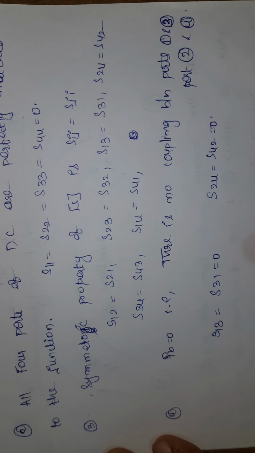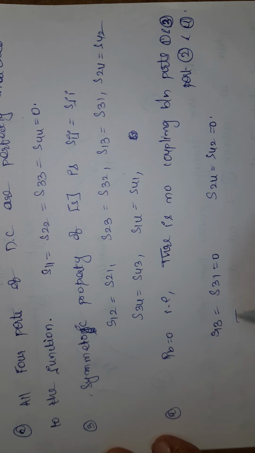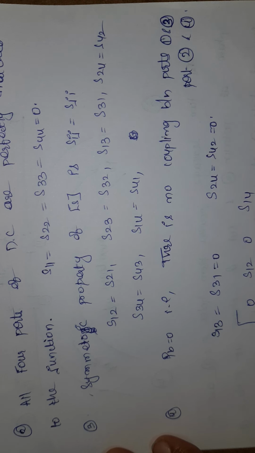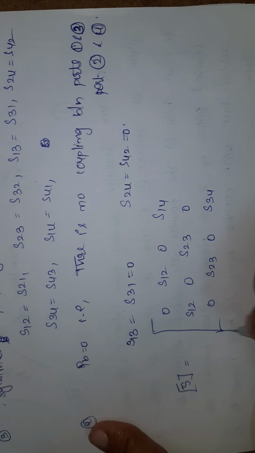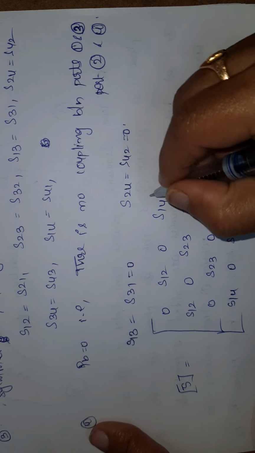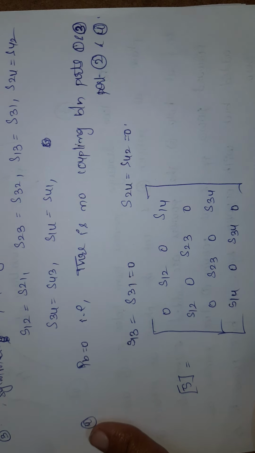Now I am going to substitute all these values in a scattering matrix. So the scattering matrix will become 0, S12, 0, S14, S12, 0, S23, 0, 0, S23, 0, S34, S14, 0, S34, 0. Okay.